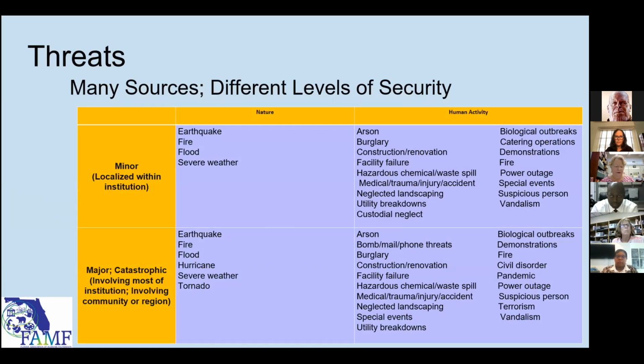Threats come from many different sources, as you can see here, and in many levels of severity. Some are a result of nature's wrath, but as you can see from this slide, most of them are man-made. Some threats fall into more than one category. For example, a fire can pose a minor threat that only affects part of the institution, or it can be a catastrophic event that affects most or all of the institution and possibly the community or region.